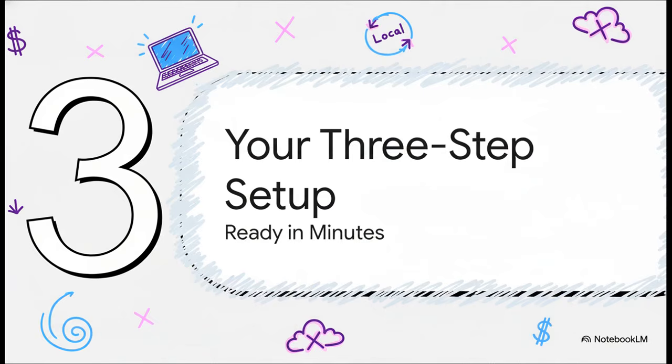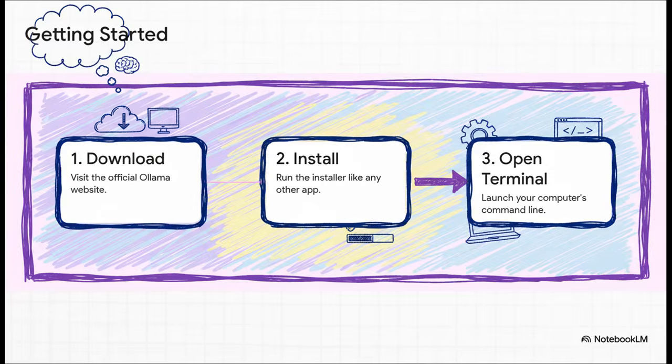All right, I know what you might be thinking. This sounds cool, but it must be a pain to set up, right? Nope, not at all. In fact, you can be up and running in just a few minutes. It's really just 3 simple steps. Okay, step 1, just go to the Ollama website and download it. It works on Mac, Windows, Linux, the whole shebang. Step 2, run that installer, just like you would for any other program you've ever installed.